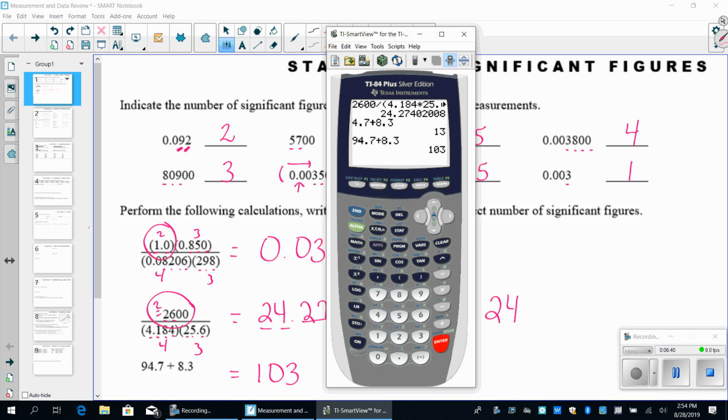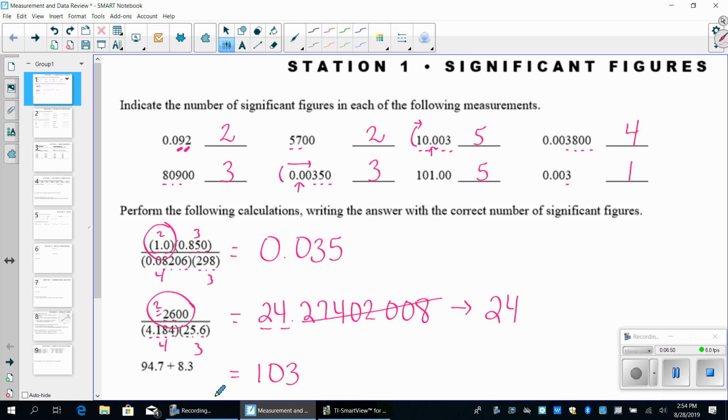When your calculator shows you 103, it's not as precise as your measurements, because your measurements here show one place past the decimal and one place past the decimal. So because you're doing plus or minus, you're looking at places past the decimal. So for this one, you would have to change this to 103.0. That's an instance in which you would make your answer more precise than the calculator was showing you.